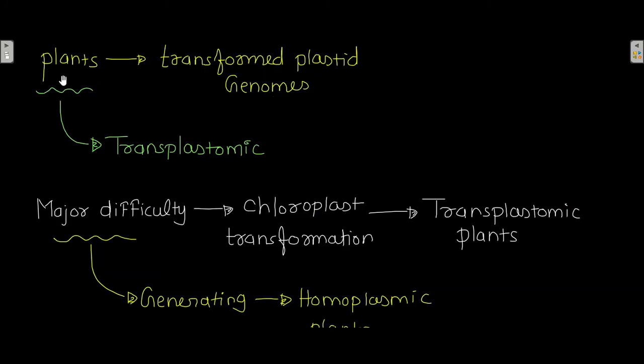Now plants which have transformed plastid genomes are known as transplastomic. Transplastomic means those plants in which the plastid genomes are transformed. For example, if the chloroplast genome is genetically modified, then that particular plant will be known as transplastomic.